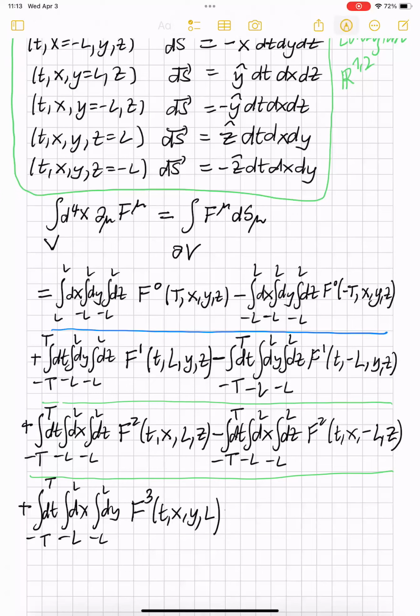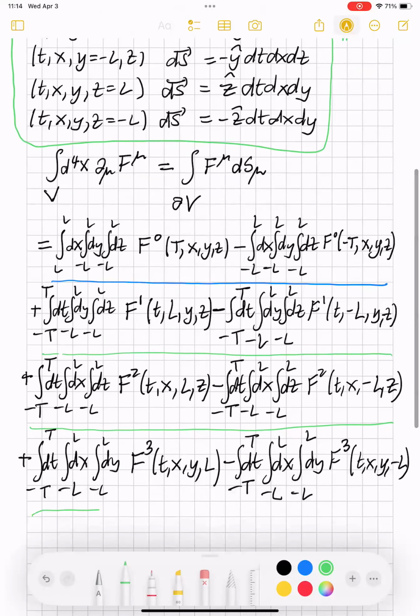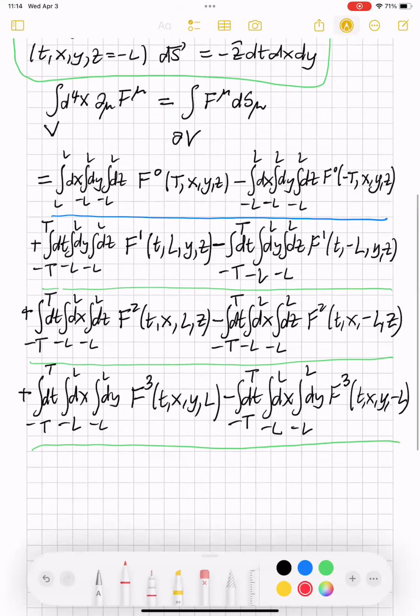And now for the final side, there's a minus z hat, so pick up that sign. We need to integrate over t, we need to integrate over x, we need to integrate over y. The ds only has a z hat in it, so only ds3 is non-zero, and z is evaluated at minus L. And this is the sum total of the terms that appear from the integral d4x of d mu f mu over the entire box. Now, we know the fields vanish at spatial infinity.